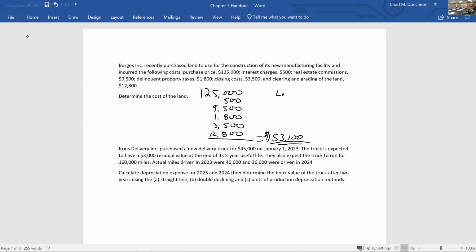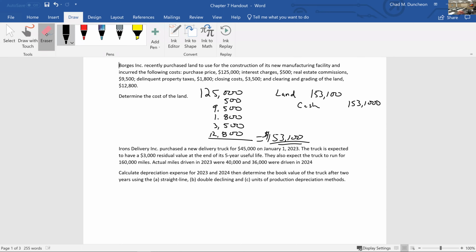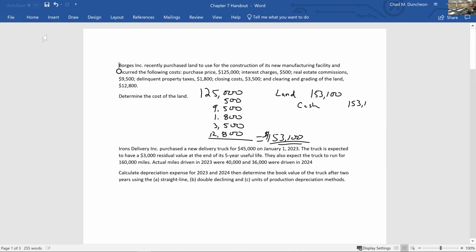So if we were going to journal it, our land would be our debit, assuming everything was paid in cash. That's what a journal would look like with our date here. Okay, debit land for $153,100 and credit our cash.